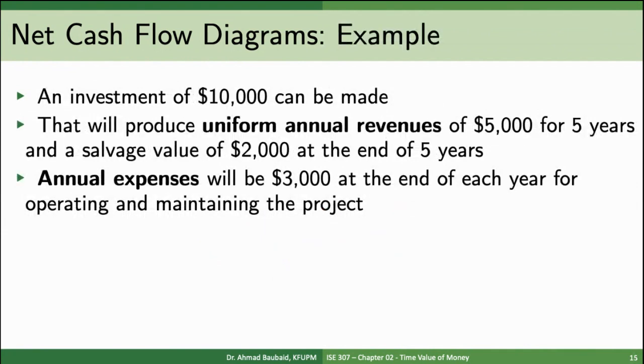So here's an example. I just kind of gave you one, but if you want something with numbers. So let's say you make an investment of $10,000 today, and the investment will get you uniform, meaning it's the same revenue every year. So uniform annual revenues means you get the same revenue every year. And that amount is $5,000. And you're going to get that for 5 years. But you also get a salvage value. Maybe the investment is like buying a machine. So at the end of the 5 years, you can sell that machine, and you will get $2,000 for it at the end of 5 years. However, you also have to pay $3,000 a year at the end of each year to operate and maintain that machine.